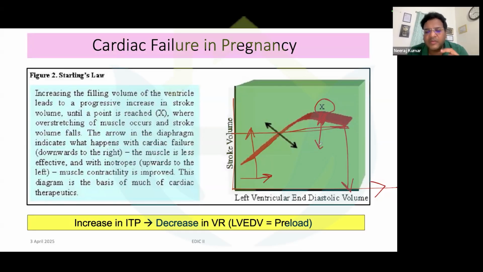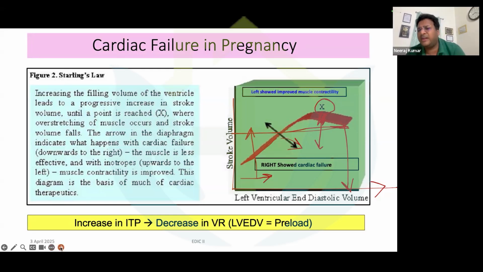So what happens here? If this falling is towards the right side, it suggests that it is because of cardiac failure. Okay, and if it is on the left side, if the stroke volume is towards the left side, it suggests that your muscle contractility or overstretching of the muscle is not an issue. The patient is showing improvement in the stroke volume.